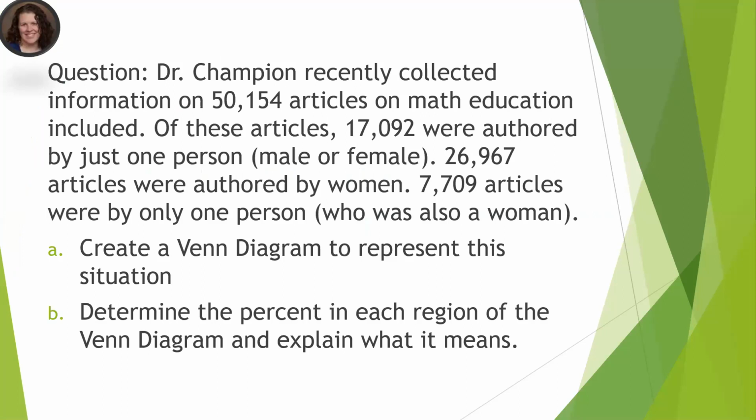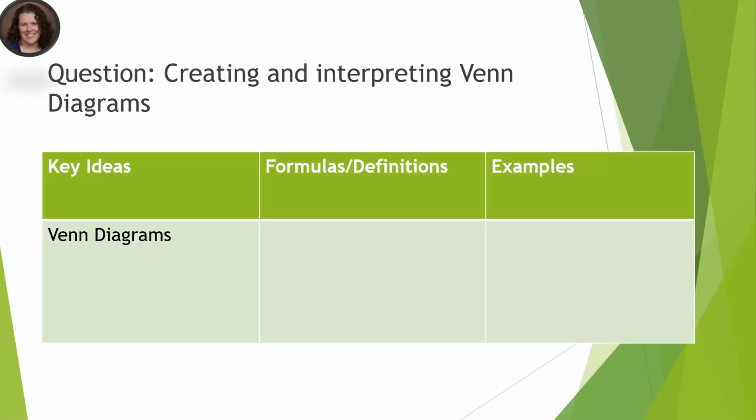This is data that one of my colleagues collected on math education articles, and we were curious about this data set if there were more articles written by just one person versus a group of people, compared to women versus not women. And so I have data about the total number of articles, the number of articles written by just one person, the number of articles written by at least one woman, and the number of articles that were written by just one person who was also a woman. And so we're going to talk about how to solve these types of problems.